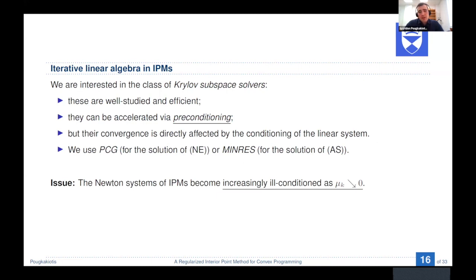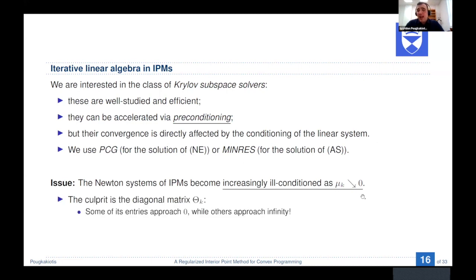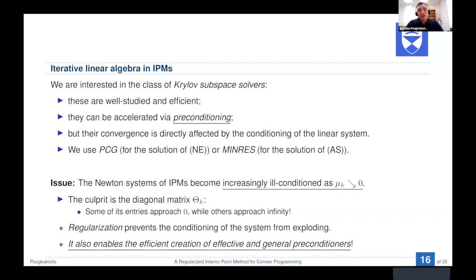However, note something. As I said before, the Newton systems that we need to solve become increasingly ill-conditioned as we're approaching the optimal solution, i.e. as mu approaches zero. And as I said, the culprit is the diagonal scaling matrix theta. The good news is that we have the regularization terms that prevent the conditioning of the system from exploding. However, we have further good news because regularization enables the efficient creation of effective and general preconditioners.